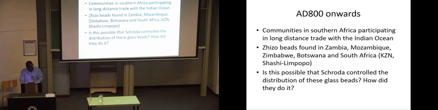From AD 800 onwards, we see that many communities in Southern Africa have evidence of glass beads and so on. One of the things that is not always emphasized in our frameworks is that what we call Zizo beads, somebody asked me about Skroda the other day, the Zizo beads from Skroda have also been found as far as Chobe. They've also been found near Lusaka in Zambia. They've been found in Mozambique, in Botswana. They've also been found in KwaZulu-Natal, at places like KwaGandaganda, so in that Tugela Basin area. And they've also been found in the Shasha-Limpopo.